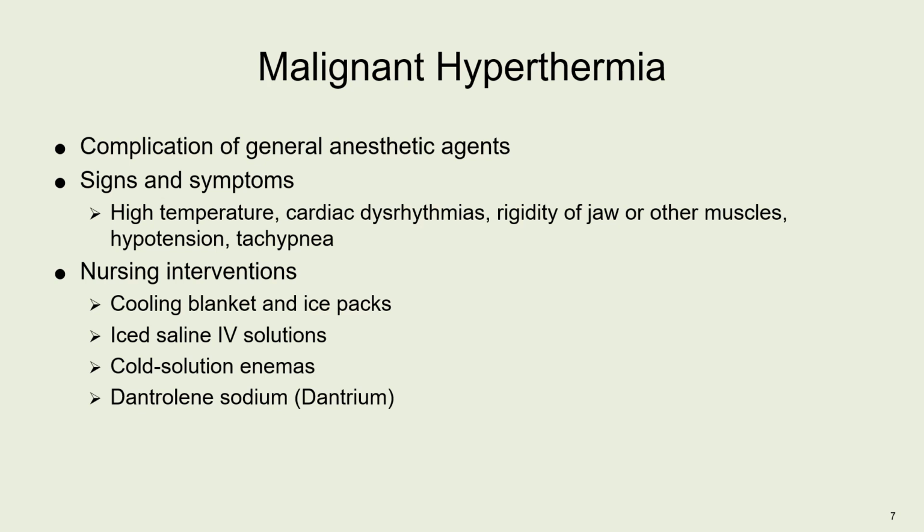We're not looking at it. What we do is use cooling blankets and ice packs. Let's get the temperature down. When your temperature is high like that, you can have seizures. You're frying the brain, in layman's terms. So we want to get that down. Iced saline IV solutions, these are all ordered by the physician. Cold solution enemas, we're bringing it down. But a drug I want you to put on your list to learn is Dantrium. This is the drug of choice to treat malignant hyperthermia.